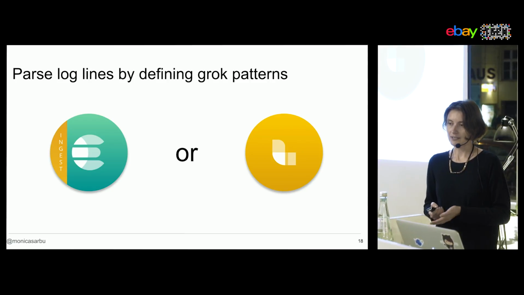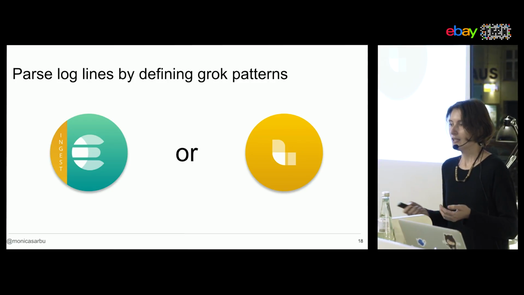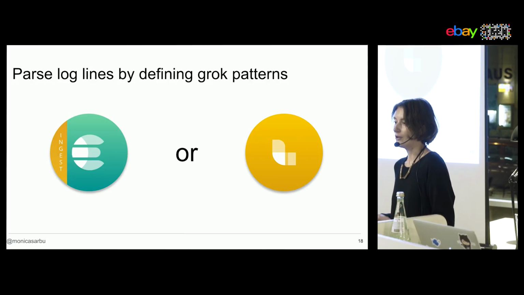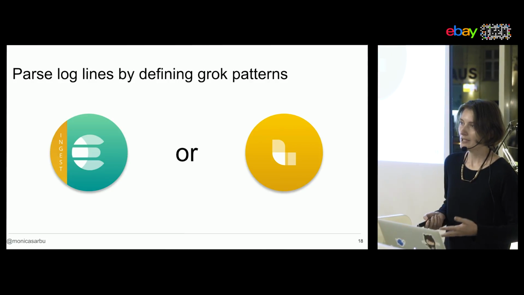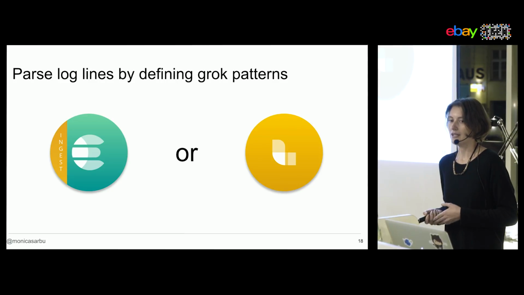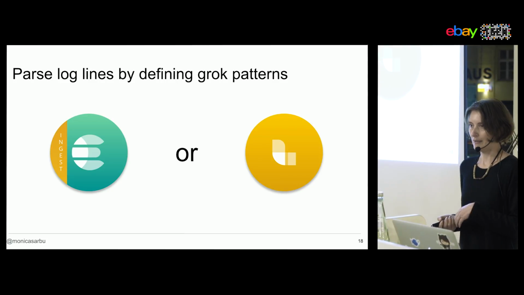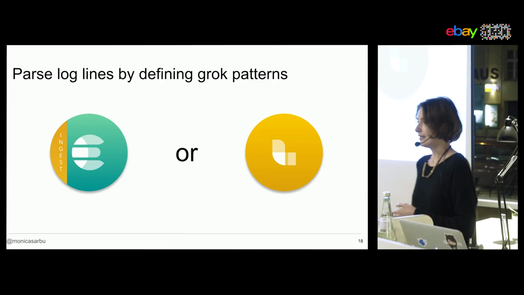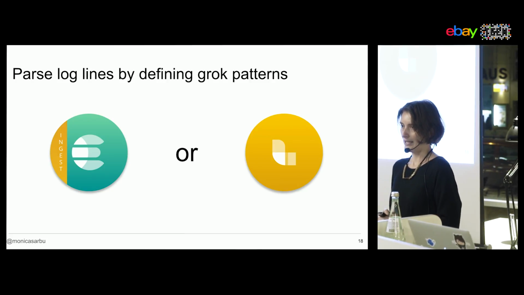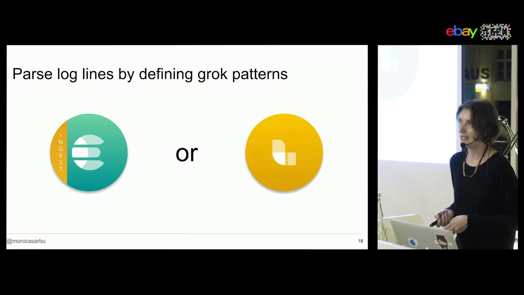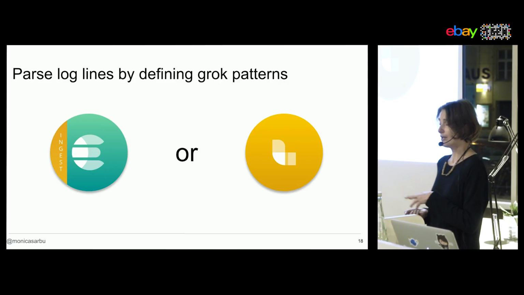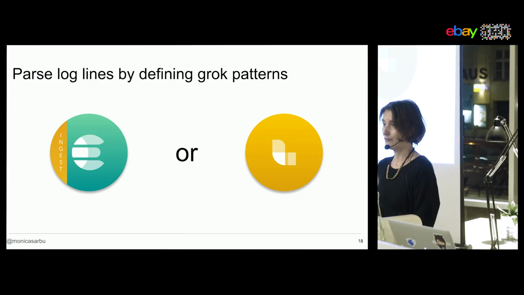Here is an example of a log line. So the parsing, if you want to parse your log line, you need to write your own grok patterns. And there are two ways you can do that. One way is by using the ingest node, which is a plugin for Elasticsearch, and the other option is by using Logstash. And in the second case, the beat needs to send the data not directly to Elasticsearch, but through Logstash.